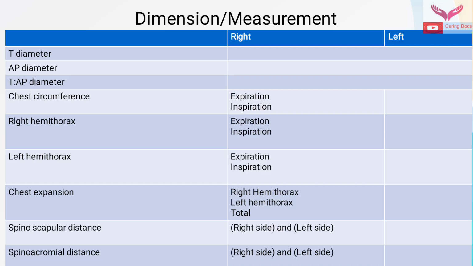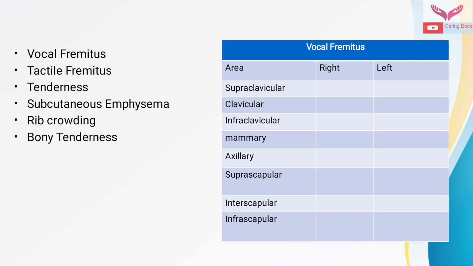We have to find out the spino-scapular distance, both right and left side spinoacromial distance. All these things I will be discussing in my subsequent videos. We have to check for the vocal fremitus, tactile fremitus, tenderness, subcutaneous emphysema, rib crowding, bony tenderness.